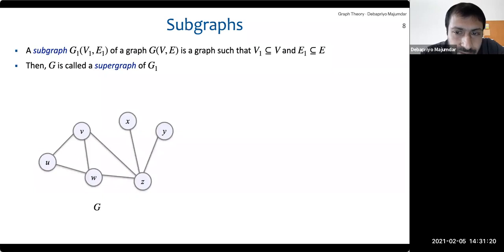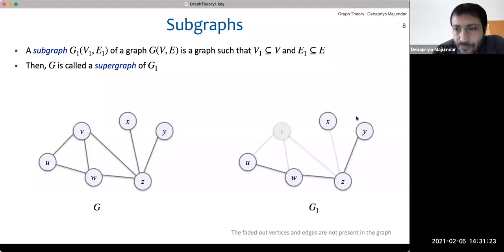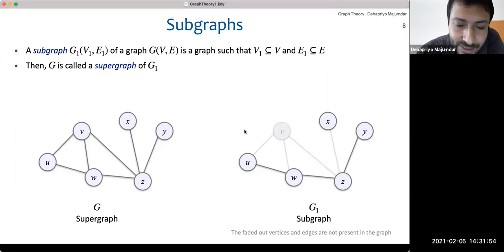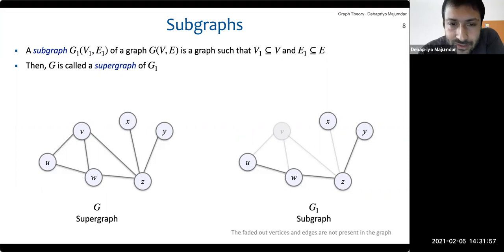So this is G, right? And this is G1. These faded ones are just to show you what was in G, but not in G1, right? So this is a subgraph and this is a supergraph. Note, it's possible that all the vertices are present, but not all the edges. It's also possible that all the edges are present, but not all the vertices, if the graph is not connected, right?